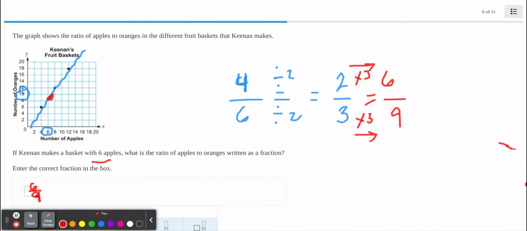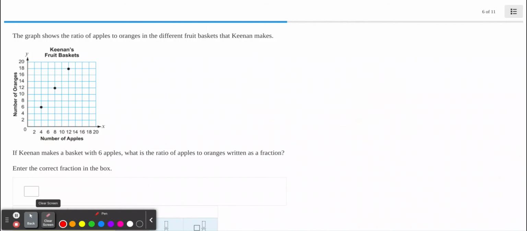In this case, we can simplify our ratio down to a 2 to 3 ratio as we did, and then I know 2 times 3 gives me that 6 I was looking for. So if we multiply our 3 by the same thing, that gave us our 9. So 6 to 9, apples to oranges ratio is what we were looking at there. And that would be the answer for number 6.